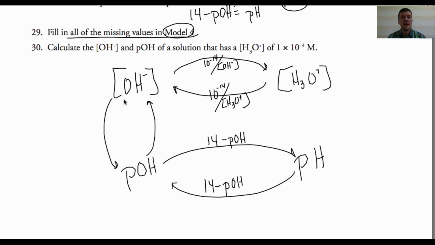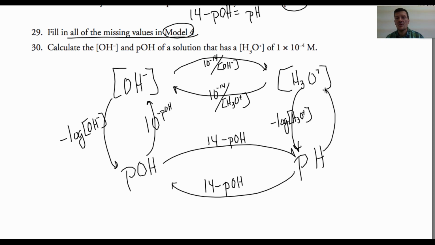Now let's go between these. If you know the concentration of hydroxide, how do you find pOH? Negative log of that concentration. And how do you go the other direction? 10 to the negative pOH gives you the concentration. Likewise over here, if you know the concentration, you take the negative log of that concentration to get your pH. And if you know pH, then you take 10 to the negative pH to find your concentration.